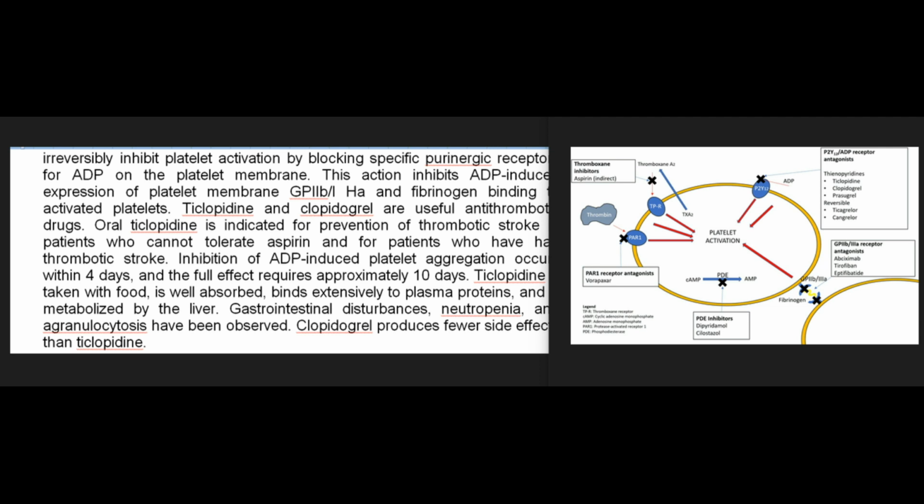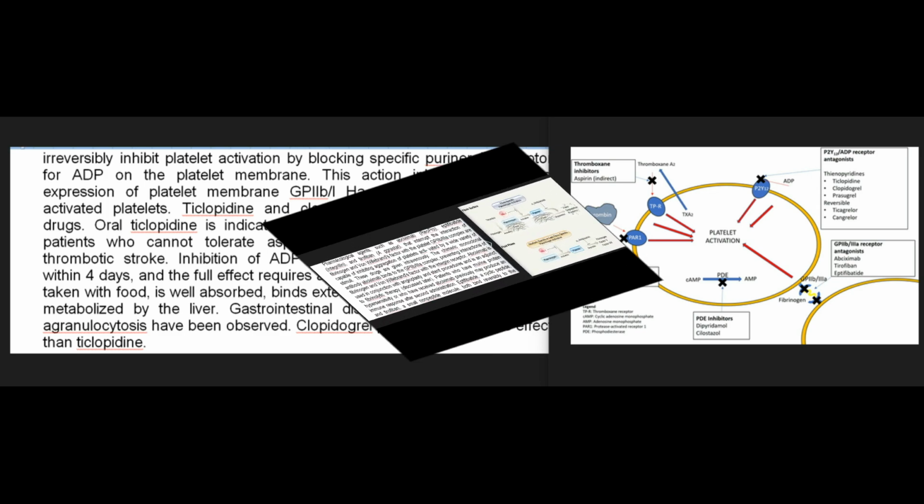Oral ticlopidine is indicated for prevention of thrombotic stroke in patients who cannot tolerate aspirin and for patients who have had thrombotic stroke. Inhibition of ADP-induced platelet aggregation occurs within 4 days, and the full effect requires approximately 10 days. Ticlopidine is taken with food, is well absorbed, binds extensively to plasma proteins, and is metabolized by the liver. Gastrointestinal disturbances, neutropenia, and agranulocytosis have been observed. Clopidogrel produces fewer side effects than ticlopidine.